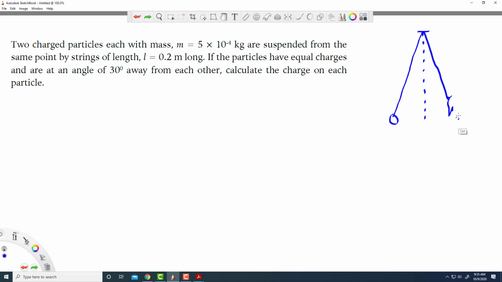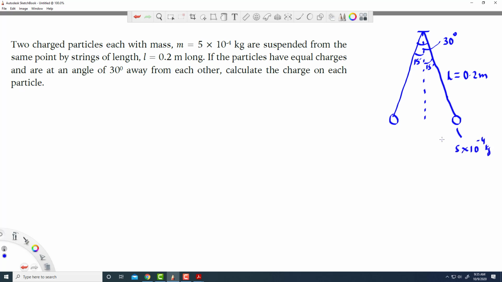Okay, so they are same charges and they are at 30 degrees from each other. So that angle is 30 degrees. That means if this is the bisector middle point, then this would be 15 degrees and this would be 15 degrees. The total angle is 30 degrees. The length of the string, this L, is 0.2 meters. The mass of this particle is 5 times 10 to the minus 4 kilograms.